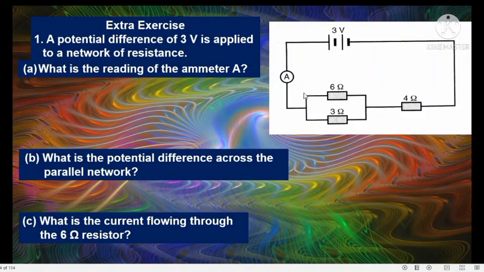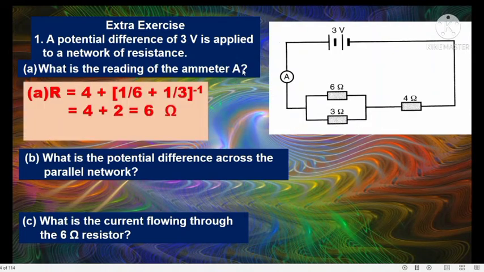Okay, this is extra exercise for combination of circuit, parallel and series. For the first one, what is reading of ammeter? Meaning total current. So what you do, the first step, you need to find total effective resistance. For the parallel part, you calculate the effective resistance, 1 over 6 plus 1 over 3, so you get 2 ohm. 2 ohm and 4 ohm in series, so 4 plus 2 equals 6 ohm, meaning effective resistance is 6 ohm. Current equals V divided by R. V is total voltage 3 divided by effective resistance 6, so you get 0.5 ampere. So reading of ammeter equals 0.5 ampere.